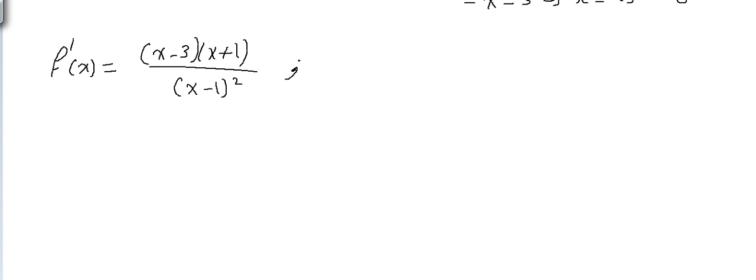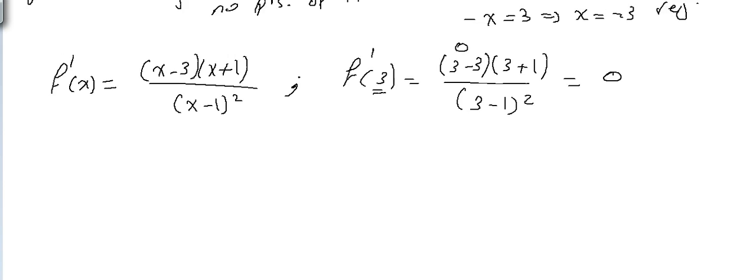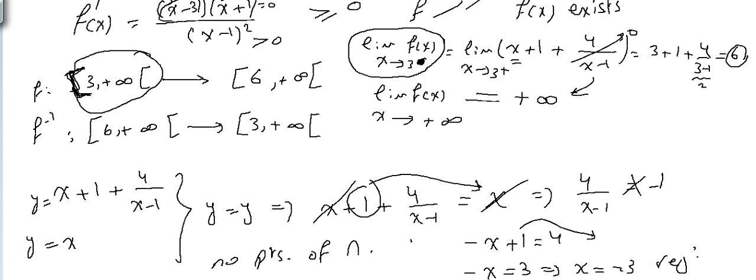If we find f prime at endpoint 3, we get 3 minus 3 into 3 plus 1 over 3 minus 1 squared. I don't care about all of it; I care that this one is 0. It makes the numerator 0, which makes the whole thing 0. If the derivative at a point is 0, the slope is 0, so we have a horizontal tangent. We do have a horizontal tangent at the point of abscissa 3 and ordinate 6, as you can see, since f of 3 gives the ordinate 6.